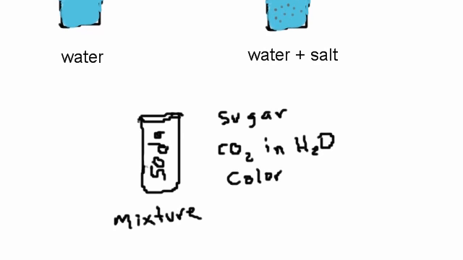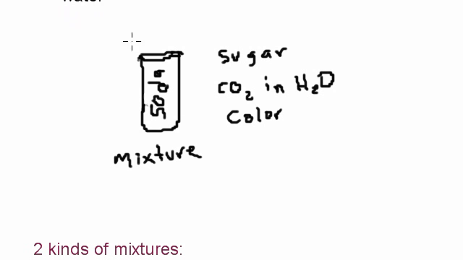Another example of a mixture is soda pop. So you open your fridge and you grab a soda and you want to drink it. That is an example of a mixture because soda is made up of sugar, it's made up of carbonated water, and it also has coloring.